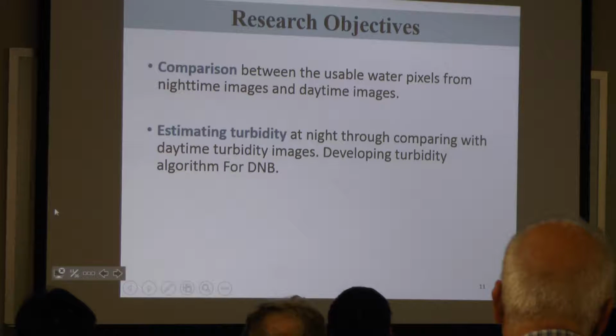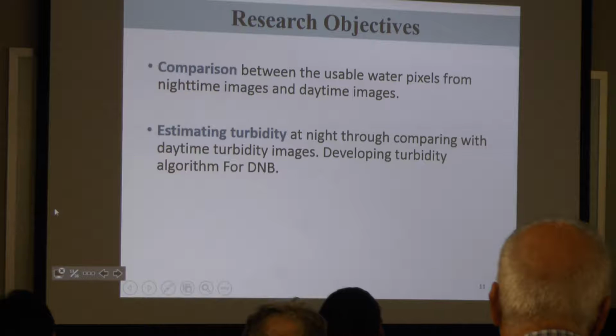The goal of this study is to fully explore VIIRS daylight band's capacity to estimate water turbidity at night. There are 2 objectives in this study. The first one is to compare the usable water pixels from nighttime imagery and daytime images. This comparison will tell us the daylight band contribution in terms of turbidity estimation. The second is to estimate turbidity by using daylight band data, through comparing with daytime turbidity and developing a turbidity algorithm for daylight band.